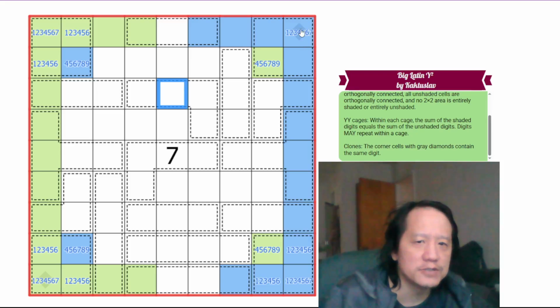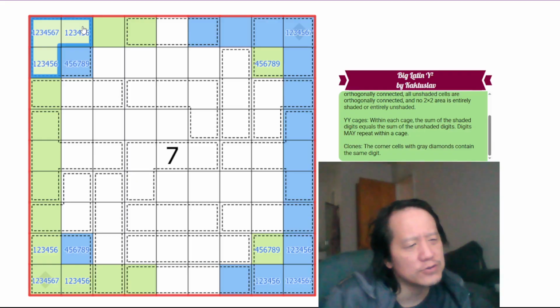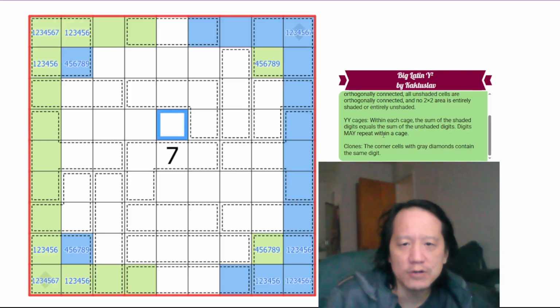Say you had 7, 1, 1 here, which is the maximum this digit could be. And then this is 7, 1, 1. I don't think that works, because then none of these could be 1. Oh, you could. Never mind. That could actually work.